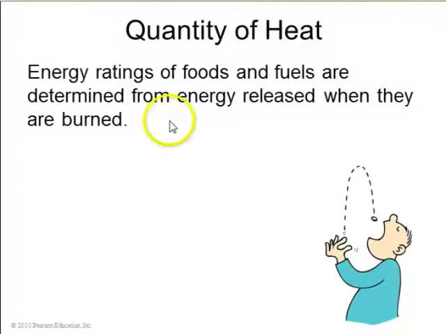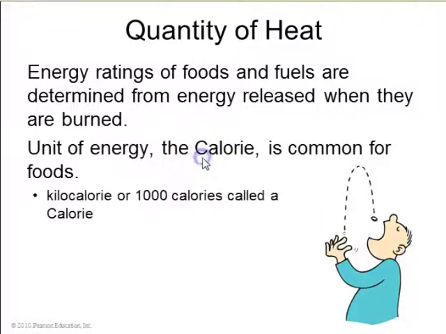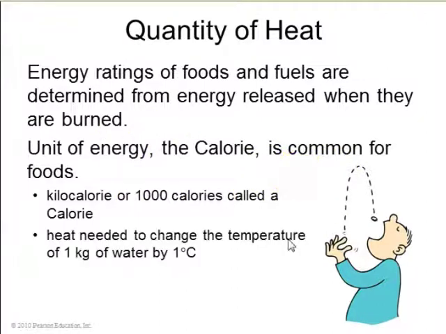Okay, so energy ratings from foods and fuels are determined by burning that food and looking at how much energy gets released. So another unit of energy is subtly different. It's the calorie with a capital C, okay, sometimes called the kilocalorie. It's 1,000 of the calories defined from the previous slide. And that's the amount of heat needed to change the temperature of 1 kilogram of water by 1 Celsius, as opposed to 1 gram for a lowercase c calorie.